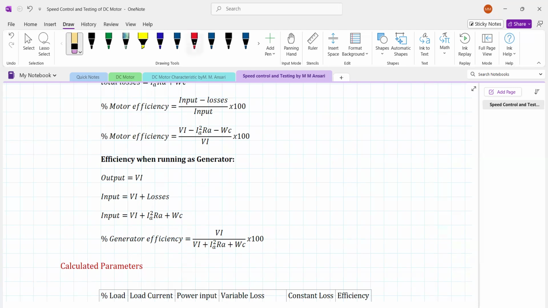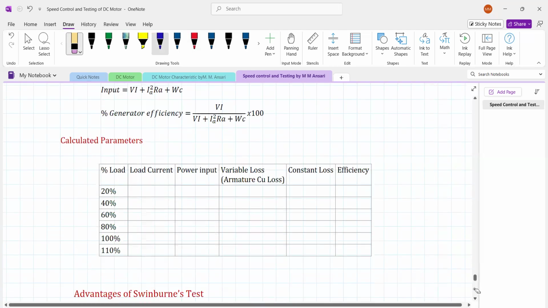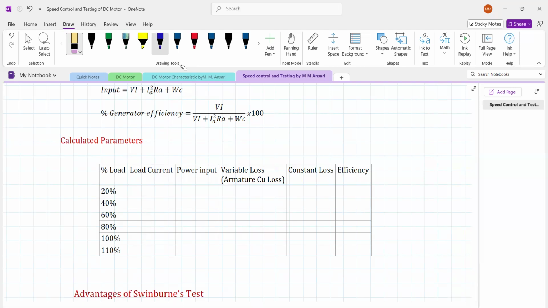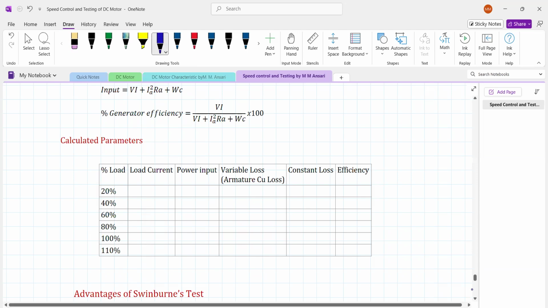So if it is like that, it is possible to make a table. Let this be the percentage load and load current, say for example 100 ampere, so 20%, 20 ampere, 40%, 40 ampere, and so on. We can calculate the power input. We can calculate the variable loss, that is the armature copper loss. Constant losses will remain the same, and hence we can calculate the efficiency. So it is possible to know the efficiency at any desired percentage of load from the no load data, and therefore this is the major advantage of the Swinburne test.